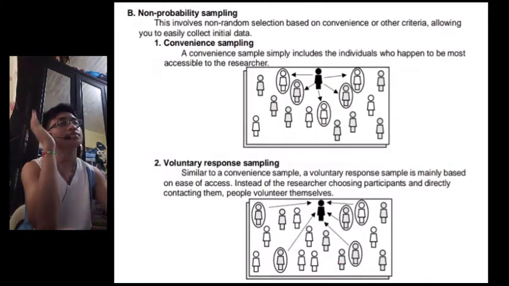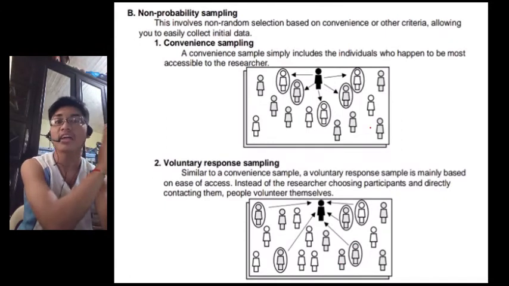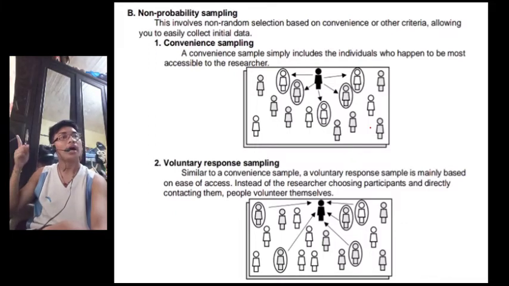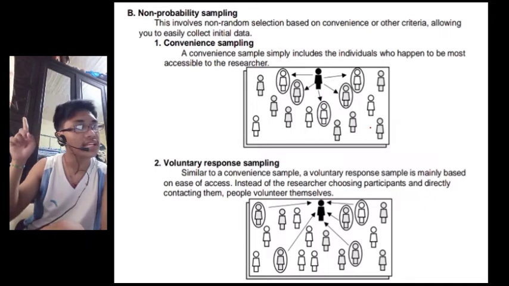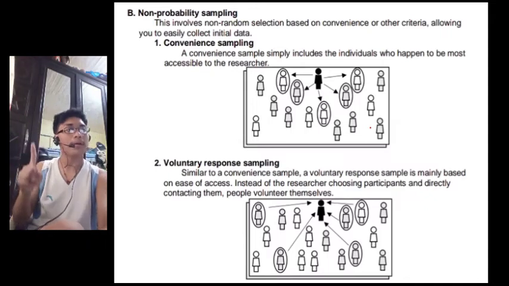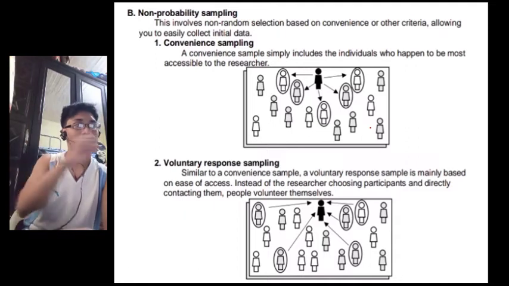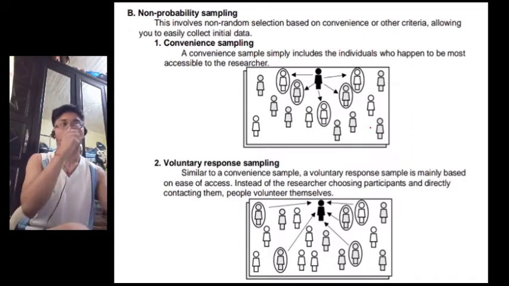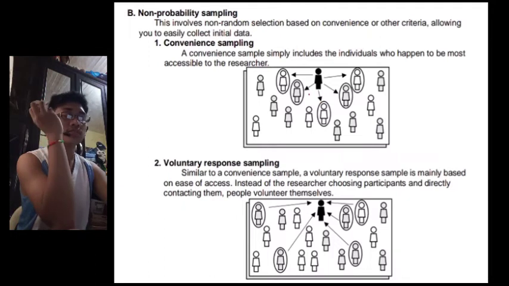Next, we have non-probability sampling. This involves non-random selection based on convenience or other criteria, allowing you to easily collect initial data. Number one is convenience sampling. A convenience sample simply includes the individuals who happen to be most accessible to the researcher. So, that means you are going convenience sampling.